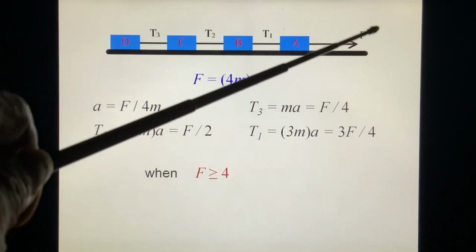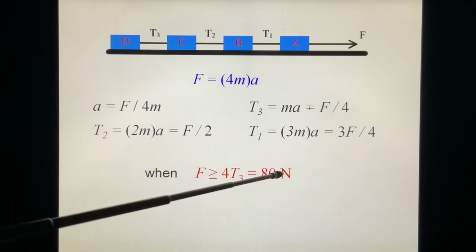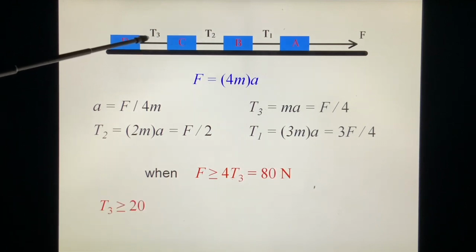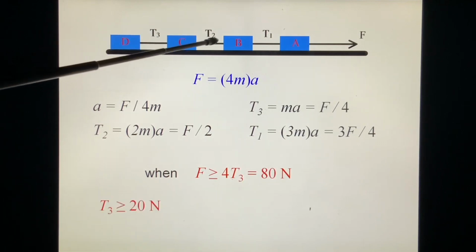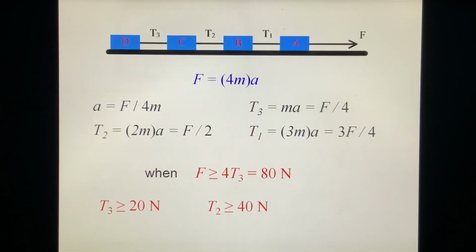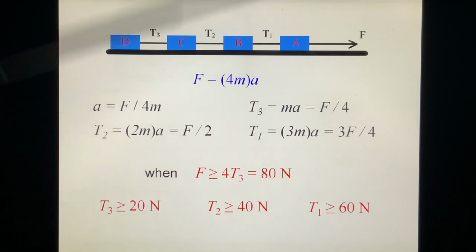So when F is larger than 80 Newton, then T3 is 20 Newton, it is broken. T2 is 40 Newton, it is broken. T1 is 60 Newton, broken. That's the answer. F larger than 80 Newton.